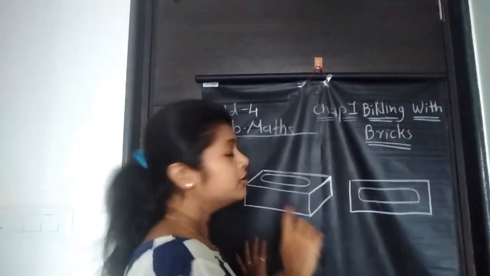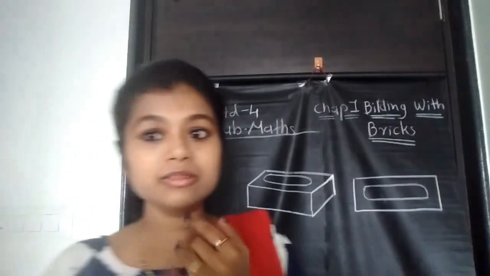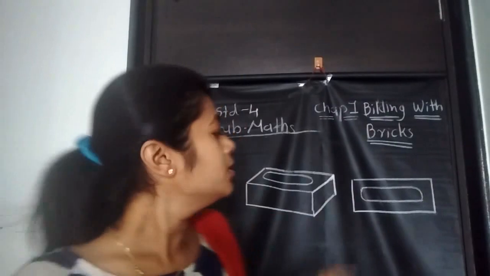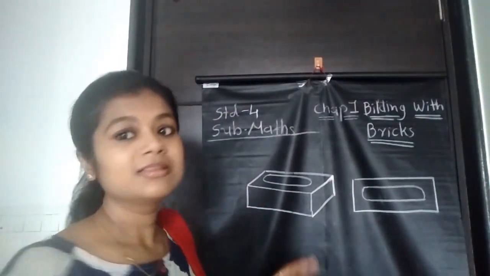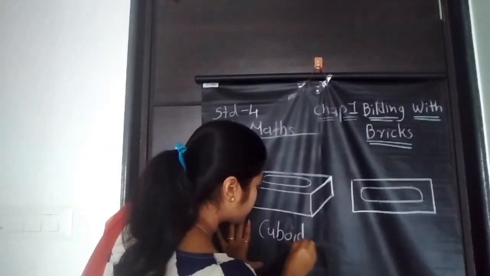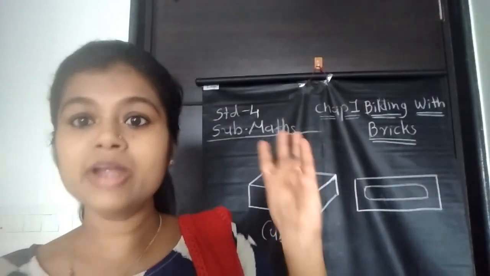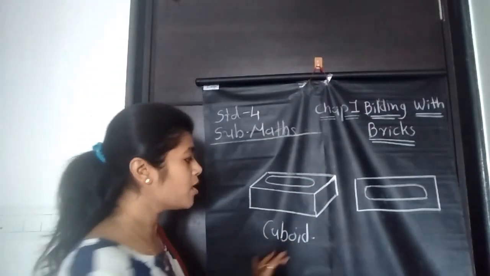For example, brick. Brick is also a 3D shape. We had already learned in 3rd standard that we are all surrounded by 3D shapes. So brick is also a 3D shape. Which shape is this? This is a cuboid shape. Basically, we had already learned the different kinds of 3D shapes, which are cube, cuboid, cylinder, cone and sphere. So, it is a cuboid shape.